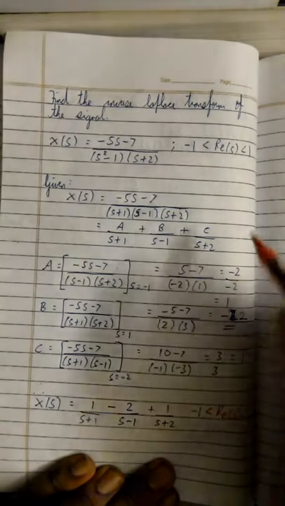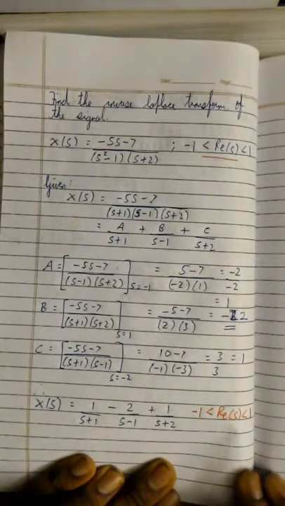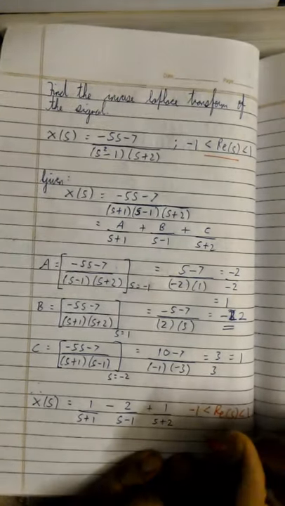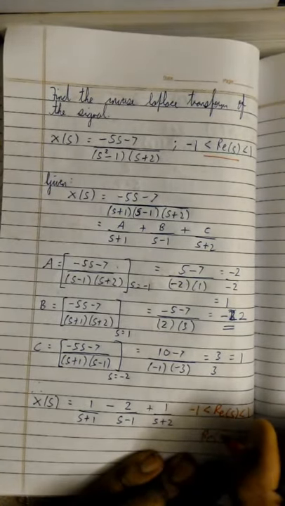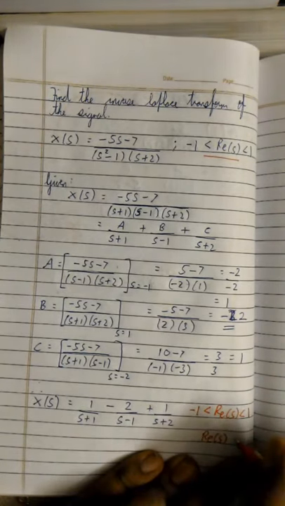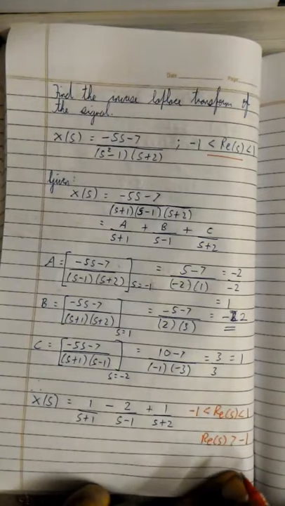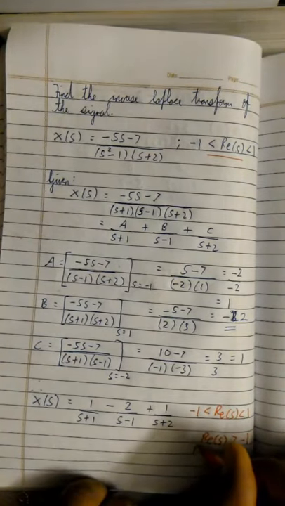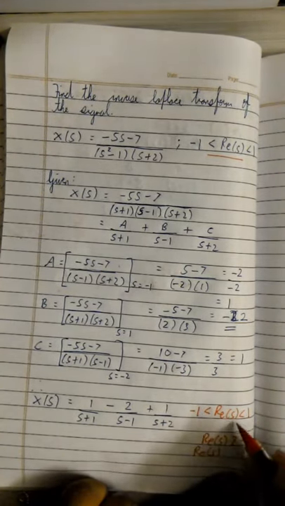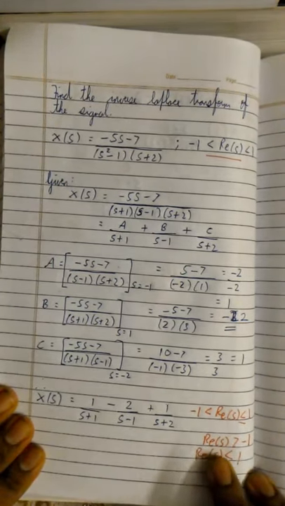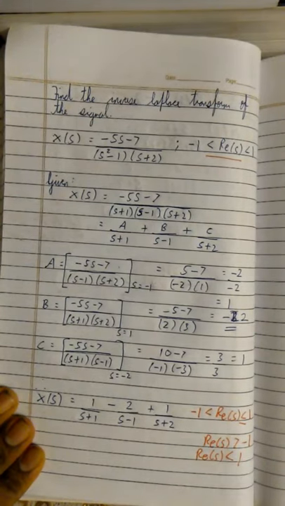This is the ROC that is given in the question. So what does this equation mean? This equation means that the real part of s is greater than minus 1, and the real part of s is less than 1. The real part of s is greater than minus 1 and it is less than 1.